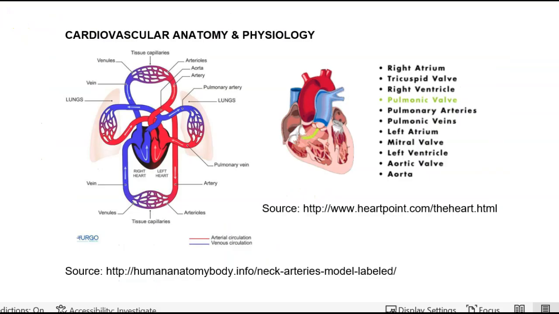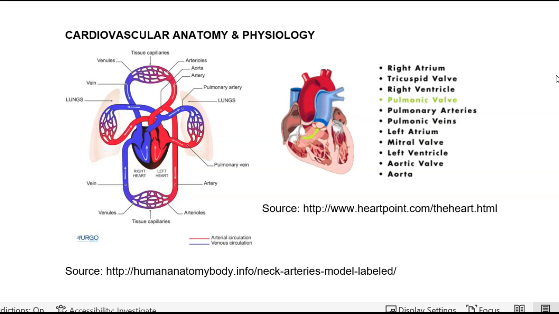Cardiovascular anatomy and physiology. Please review your cardiovascular anatomy and physiology. To refresh your memories, these are some illustrations of the cardiovascular system. On the left, you have an illustration of where the deoxygenated blood and oxygenated blood go.